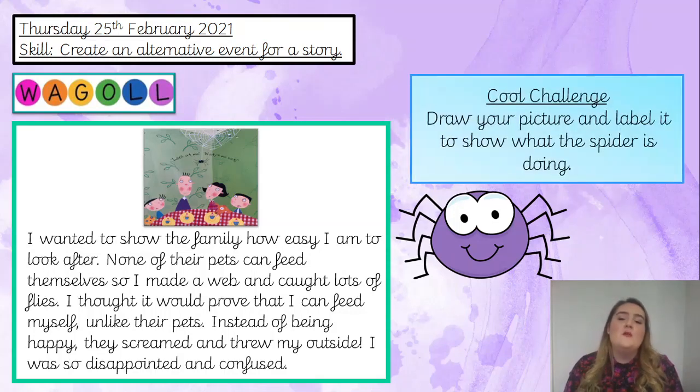Now, if you are doing the cool challenge, so everyone else, you're going to do this where you've got your picture and underneath your caption, okay? If you're doing the cool challenge, you're going to draw your picture still, but rather than doing a caption underneath the picture, you're going to label the picture you've drawn instead, okay? So you can spend a little bit more time on your picture and then label the picture, okay, to show what the spider is doing, okay? So rather than writing a caption explaining it, you're going to label to show what the spider's doing instead.